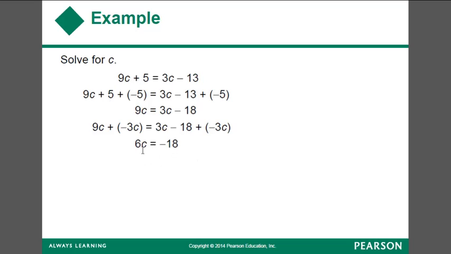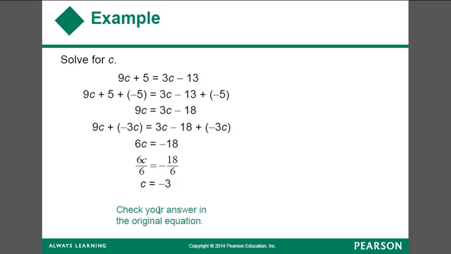So I can divide both sides by 6, and I get this: 6c divided by 6 equals negative 18 divided by 6. The 6's cancel out, leaving me with only a c. Negative 18 divided by 6 is negative 3.